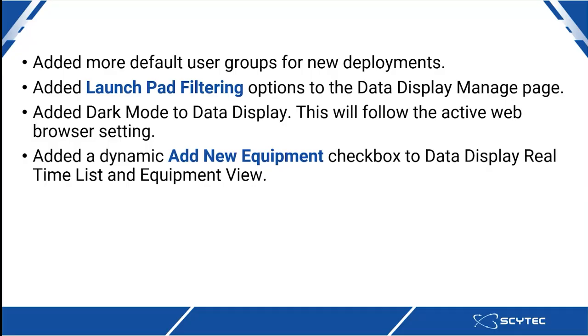We also added dark mode to Data Display, and this will follow the active web browser setting that you have. So if you're using Chrome and you're already using dark mode on that, Data Display will follow that. If you're using light mode, same thing, Data Display will be in light mode. We also added a dynamic add new equipment checkbox to the Data Display real-time list and equipment view.